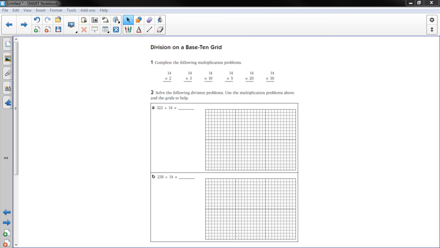Hi, this is Mr. Knowles, and this lesson is focusing on division on a base 10 grid. Basically, we're using the concept of the area model of multiplication to solve division problems. You'll have to get this worksheet from me in class, or I believe I have it on my webpage where you can download it, print it, and then work along with me as you watch the video. So let's get started. Again, it should say division on a base 10 grid at the top.